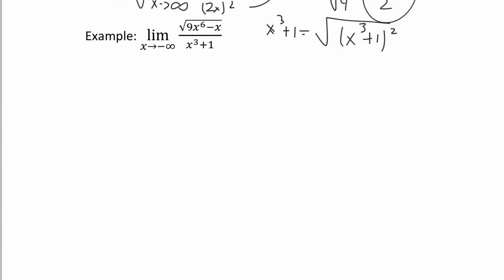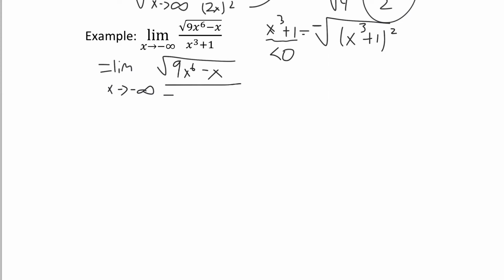Now let's think about this. x is approaching negative infinity, so it's taking values like negative 100, negative 1,000. If you take negative 100 and cube it, it's still going to be a negative number. You add 1 to it, it's still definitely negative. So since this is less than 0, we have to take the negative square root. So when we rewrite this, we have the limit as x approaches negative infinity of the square root of 9x to the 6 minus x, over negative the square root of (x cubed plus 1) squared.